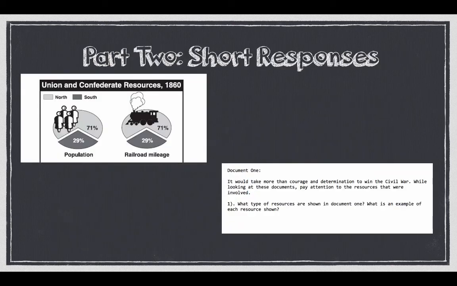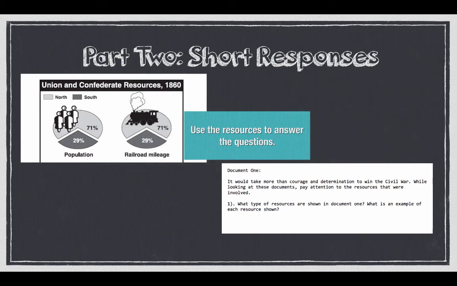Next, part two, you guys are going to take a look at some resources, some documents, and write some short responses. So the first thing is examine the resources, right? In this one, we have Union and Confederate resources in 1860. You can see population and railroad mileage. Now, it doesn't give you exact figures, but it does show you that population is seemingly correspondent with railroad mileage. Anyways, in this, basically what types of resources are shown in this document?